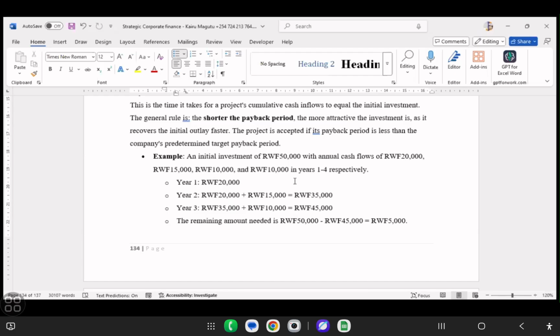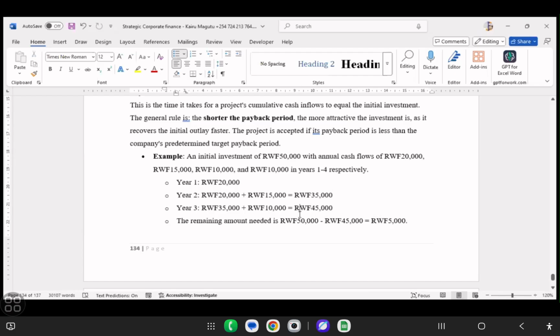That means year 1, we have 20. Year 2, we have 20 plus 15 to make it 35. But remember, our initial capital was 50, meaning by the end of year 2, we will not have recovered the initial capital. Year 3, we have 35 plus 10, which gives us 45, meaning by the end of the third year, we will not have recovered our initial investment of 50. To make up the 50 from 45, we need 5,000.